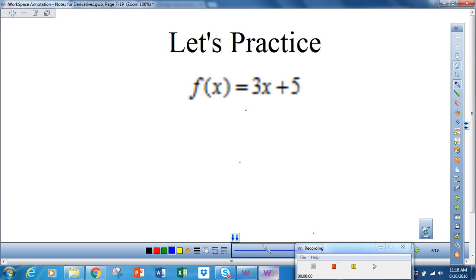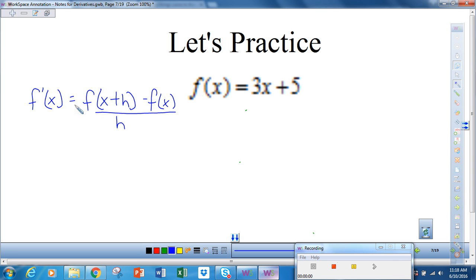Okay, so what we're going to do is use the formal definition to find the derivative of this function. So what we know from the previous slide is that f prime of x is equal to f of x plus h minus f of x over h. And I forgot something very important. It's the limit as h approaches 0. That's extremely important, and you have to write that. Okay? So we're going to take the limit as h approaches 0.